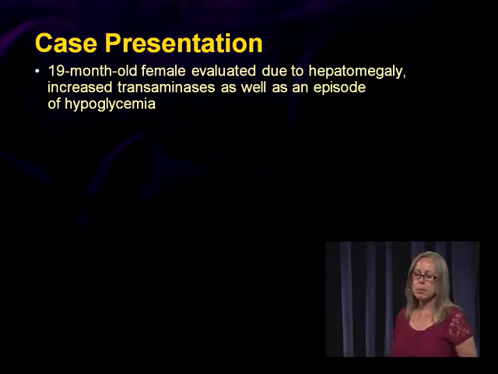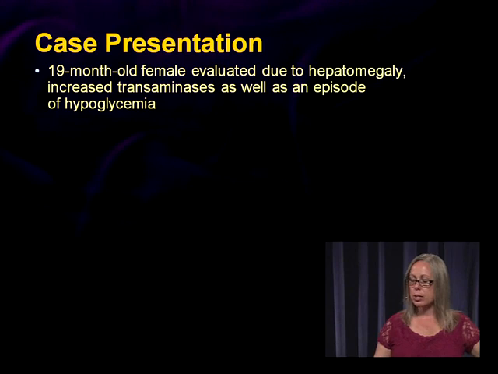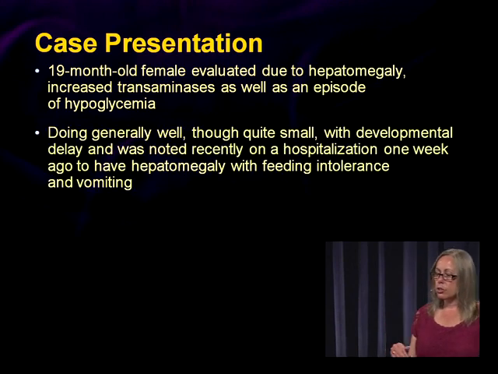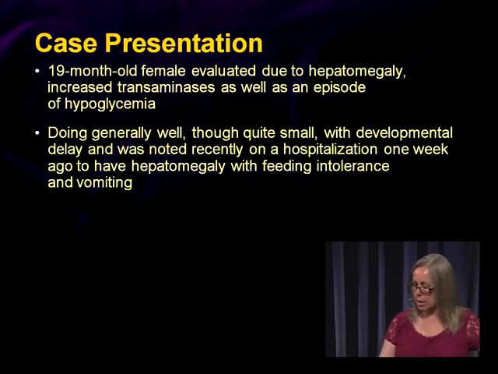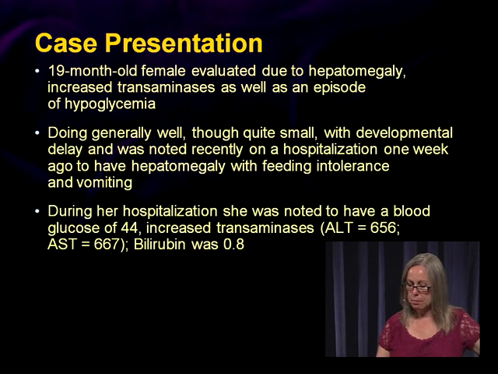So you see a 19-month-old female that has hepatomegaly, increased transaminases, as well as an episode of hypoglycemia. Although she's doing generally well, she's small. She had some developmental delay and was noted recently on a hospitalization to have hepatomegaly with feeding intolerance and vomiting. During her hospitalization, she had a blood glucose of 44, increased transaminases, and a bilirubin of 0.8.